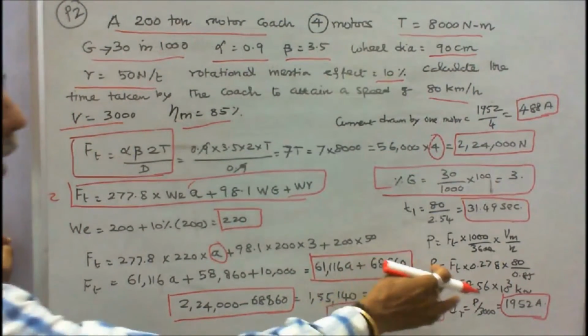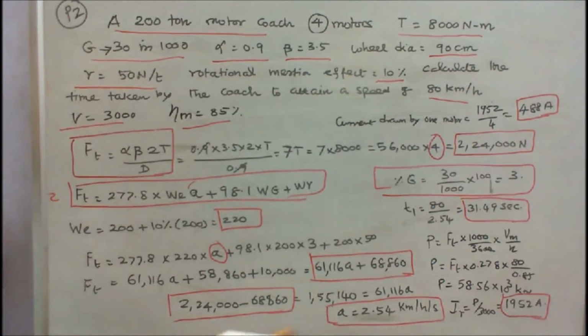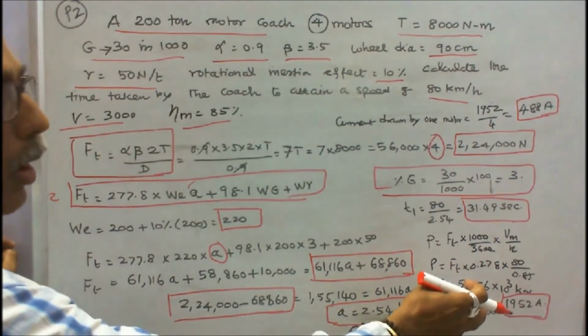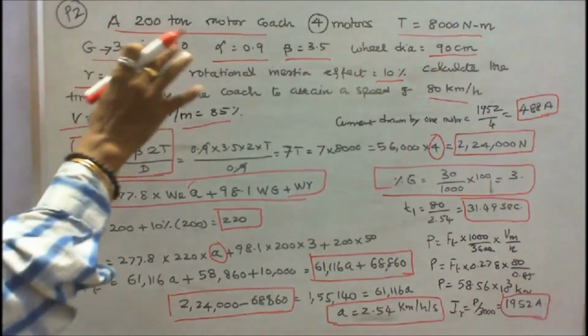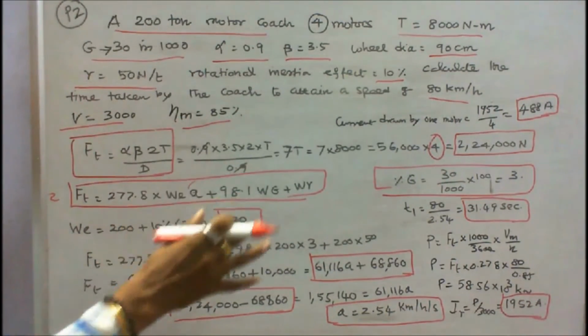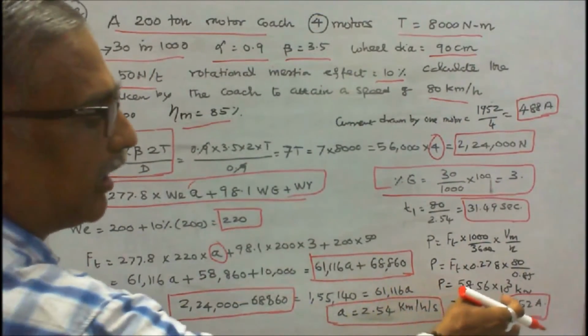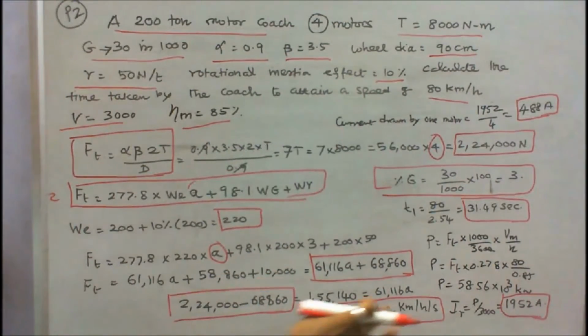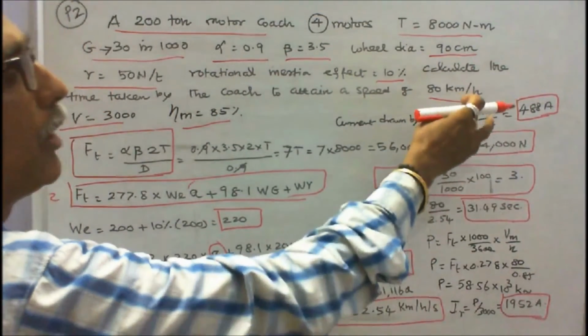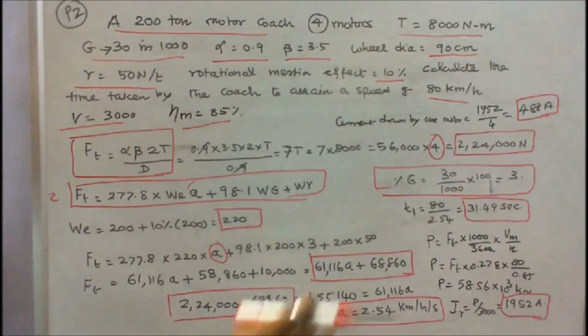We know the power and we know the voltage. We can find the total current, which is equal to 1,952 amps. The coach draws the entire power, the motors draw a current of 1,952 amps. So current drawn by one motor is equal to 1,952 divided by 4, which is equal to 488 amps.